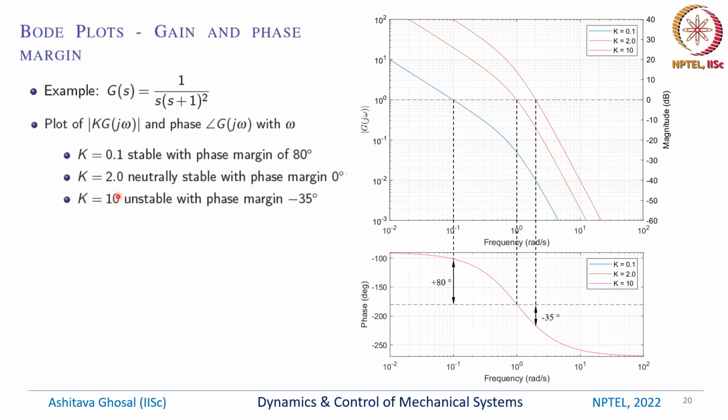So this is what is mentioned here. At k equals 0.1, it is stable with a phase margin of 80 degrees. It is very good. Remember, the thumb rule is it should be at least 30 degrees. At k equals 2.0, it is neutrally stable with a phase margin of 0. And at k equals 10, it is unstable with a phase margin of minus 35.